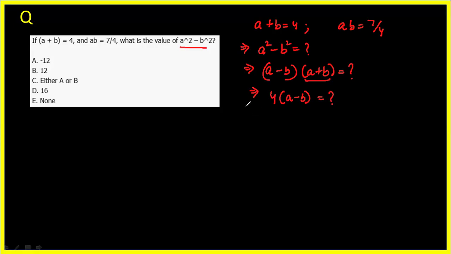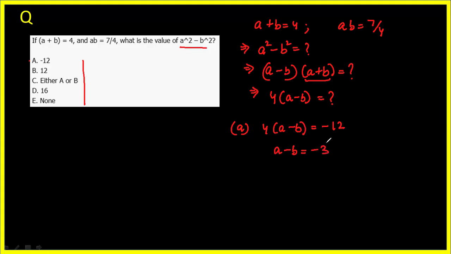Now let's understand and solve this question in a simple approach. Let's try seeing the options. This value is given in the options. Let's try with option A. What is option A? That is minus 12. Let's put this value, that is 4 times a minus b is equal to minus 12, right? So can we say that a minus b is how much? Minus 12 divided by 4, that is minus 3.